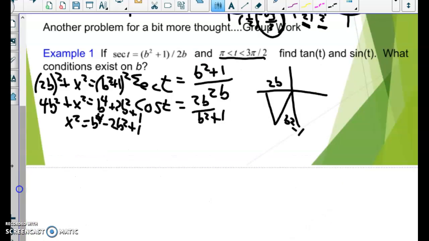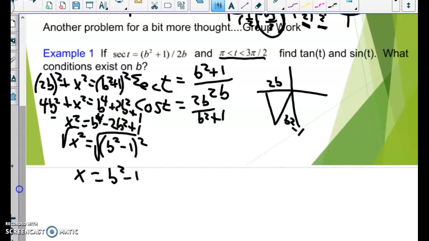And if I rewrite that as a binomial squared, I'm going to leave it as x squared for now. I'm going to rewrite it as b squared minus 1 quantity squared, then square root both sides, and so I get x equals b squared minus 1. So, back to my question up here. It says find the tangent and the sine. So I know this side over here is b squared minus 1. And the hypotenuse is b squared plus 1.